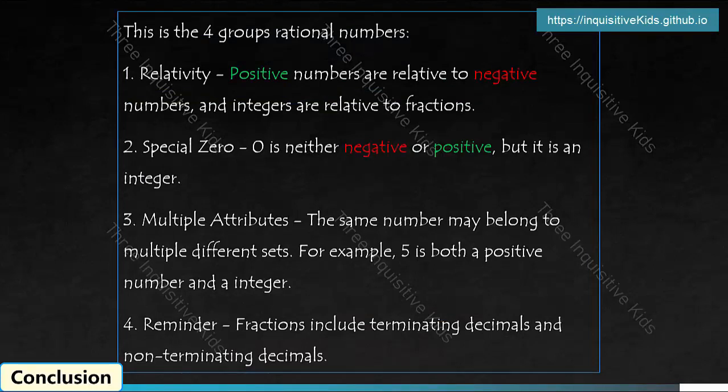Number 1, relativity. Positive numbers are relative to negative numbers, and integers are relative to fractions. Number 2, special 0. 0 is neither negative nor positive, but it is an integer. Number 3, multiple attributes. The same number may belong to multiple different sets. For example, 5 is both a positive number and an integer. Number 4, reminder. Fractions include terminating decimals and non-terminating decimals.